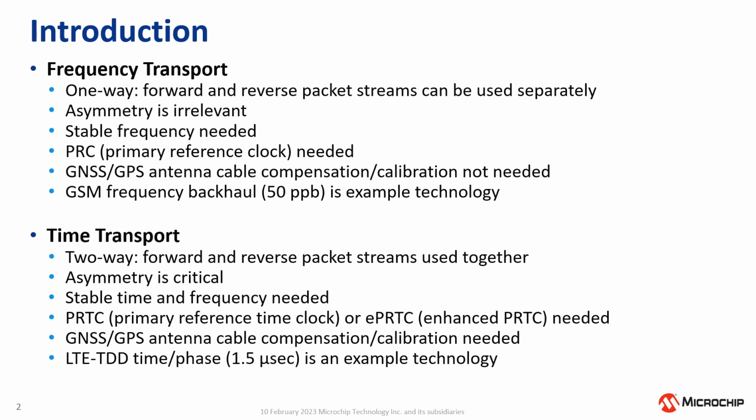For time transport, on the other hand, two-way packet measurements are important. We need to consider both the forward and reverse packet streams and put them together. Asymmetry is absolutely critical. We need both stable time and frequency. We need a primary reference that is able to set a stable time, so we need a PRTC or ePRTC. The GNSS cable needs to be calibrated carefully and compensated. An example of that technology is LTE TDD, which has a 1.5 microsecond requirement.